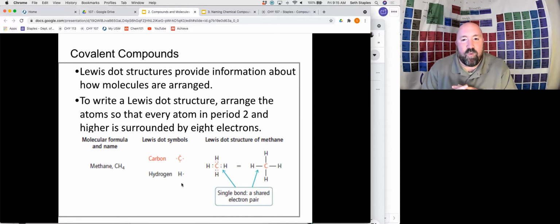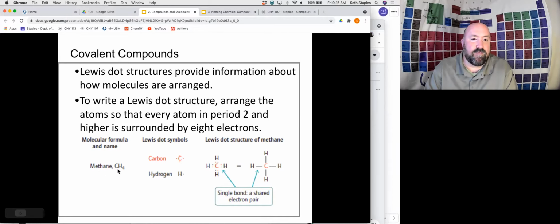One of the main ways that we show how a covalent compound is actually put together is through the use of what we call a Lewis dot diagram, or a Lewis structure. A Lewis structure shows us how all of the atoms within a covalent compound are actually arranged. And so, for instance, here we see methane.